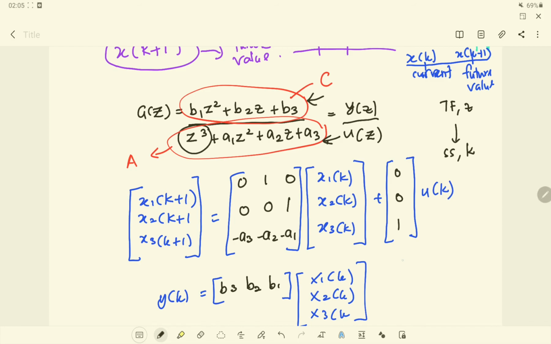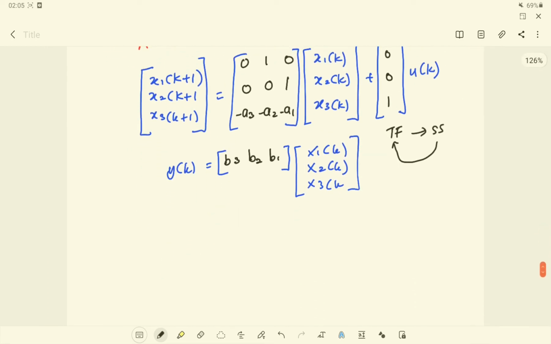In this case, first we convert from transfer function to state space, and then it follows the same method when we convert from state space to transfer function.